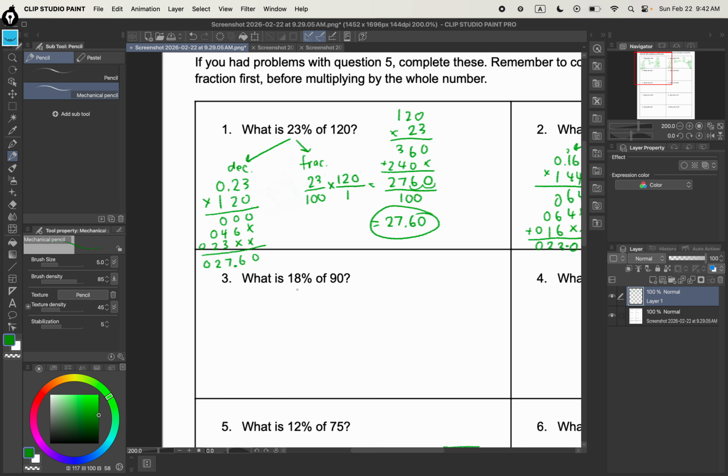Whoa, okay, 18% of 90. And then if I simplify that by 2, because they're both even, I can divide by this. I can't go anymore. So let's do times 90. Oh, whoa, careful. That's a 0. 0, 0, 0.